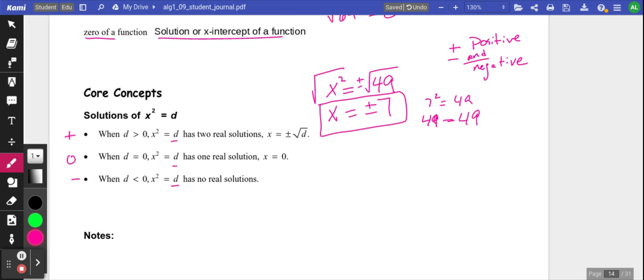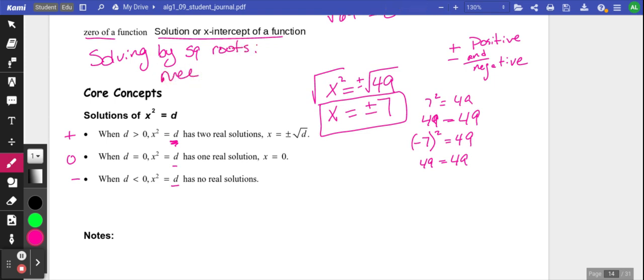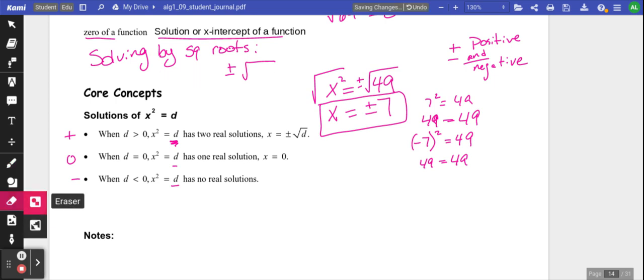But I also know that if I were to take negative 7 squared, that's also equal to 49. That's why, if this value right here is positive, I always need 2 answers. I need a positive and a negative answer. You're always finding the positive and negative square root. If you're solving by square roots, which we're doing, we need our positive and negative square root. Okay, that's very messy. I'm going to rewrite that.